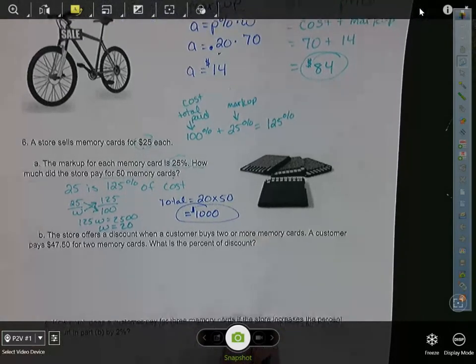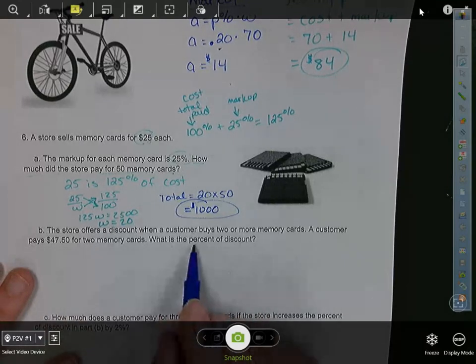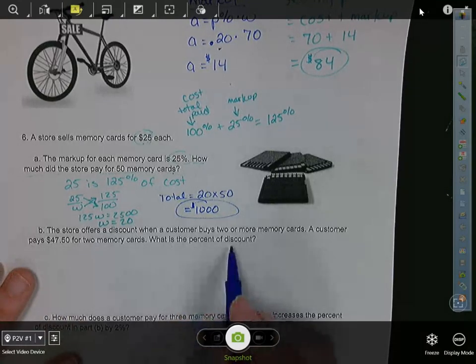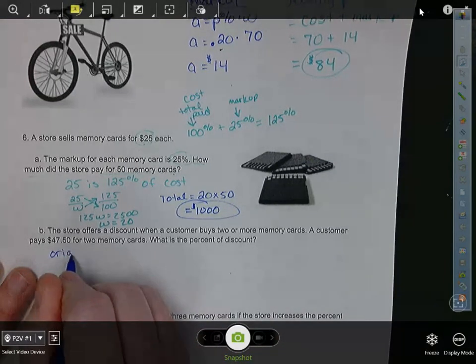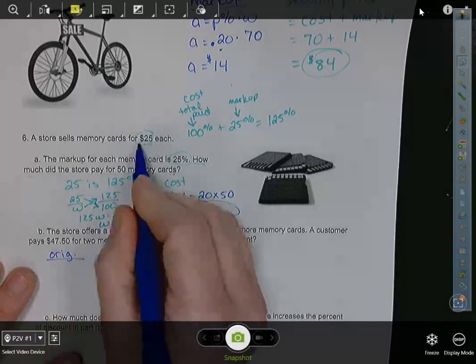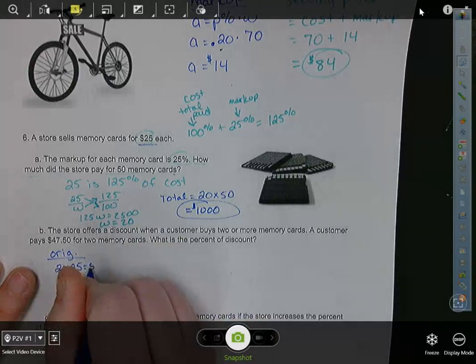All right, part B. The store offers a discount when a customer buys 2 or more memory cards. A customer pays $47.50 for 2 memory cards. What is the percent of discount? All right, so first you need to figure out what the original price would have been. So if they bought 2 memory cards at $25 each, we would do 2 times 25, which is 50.